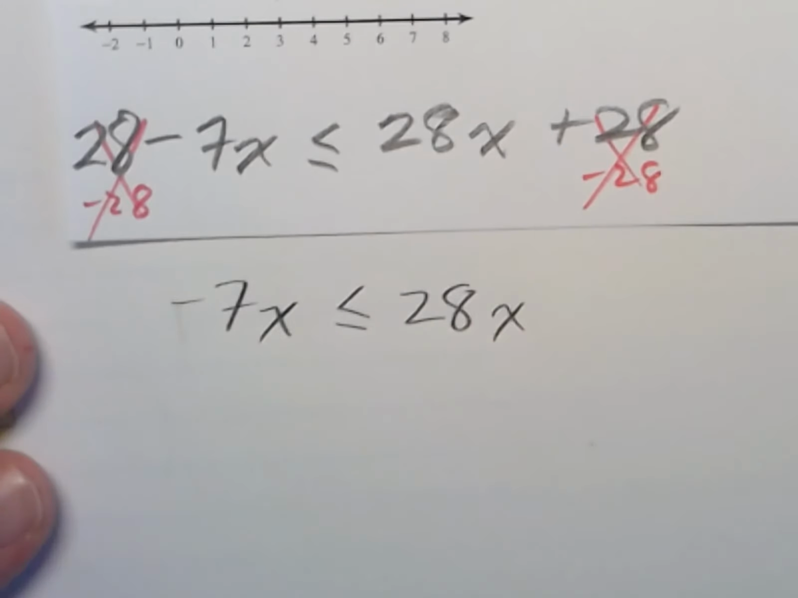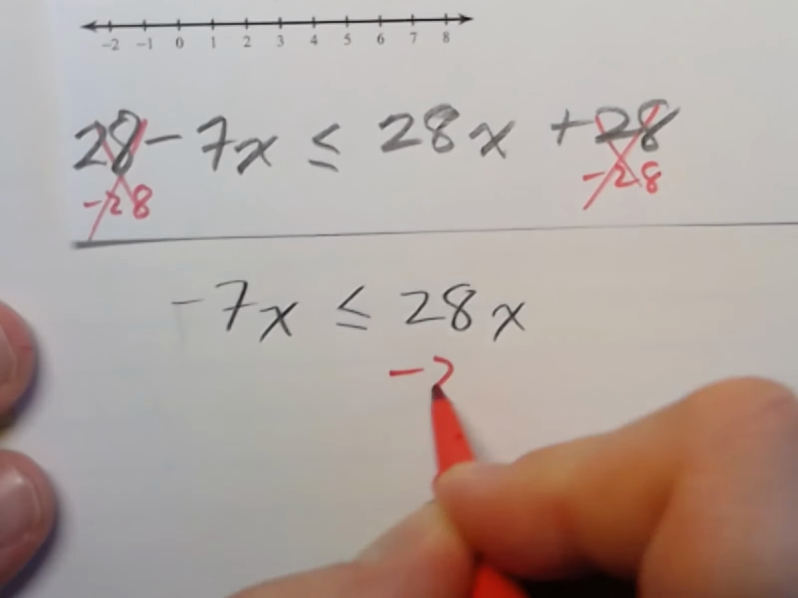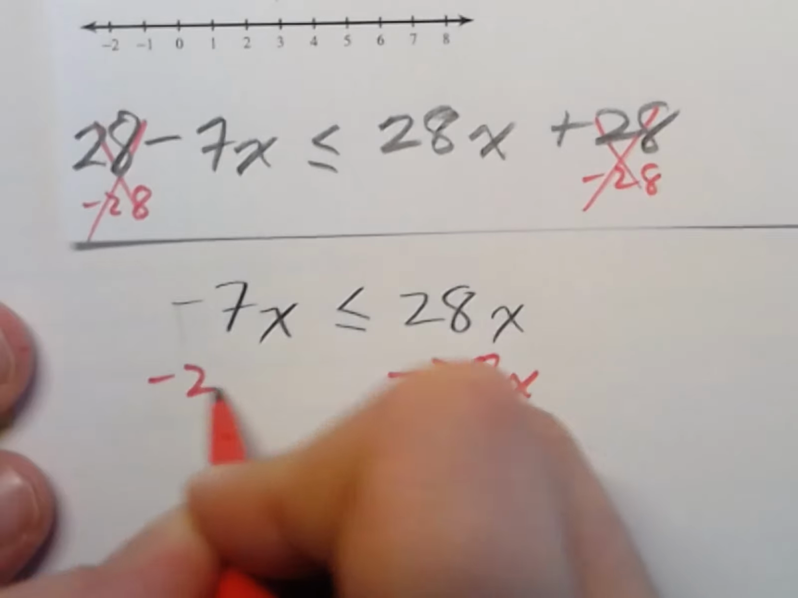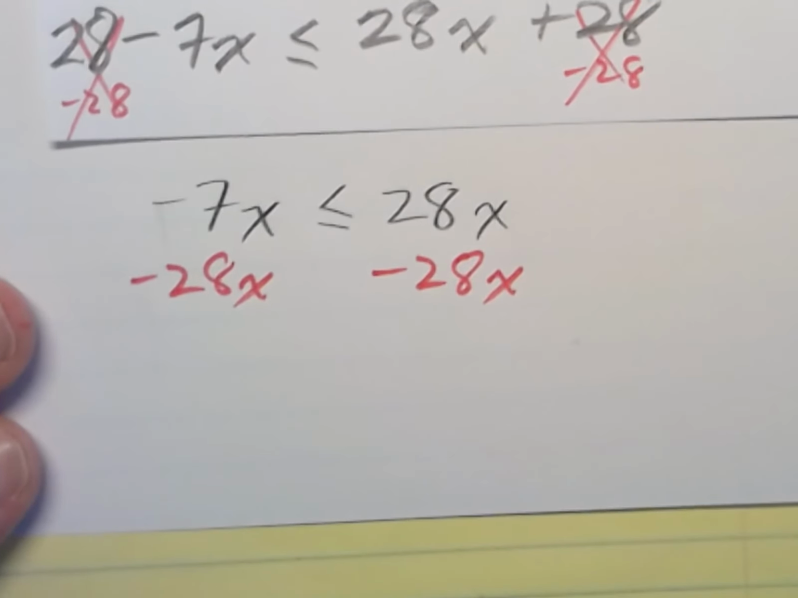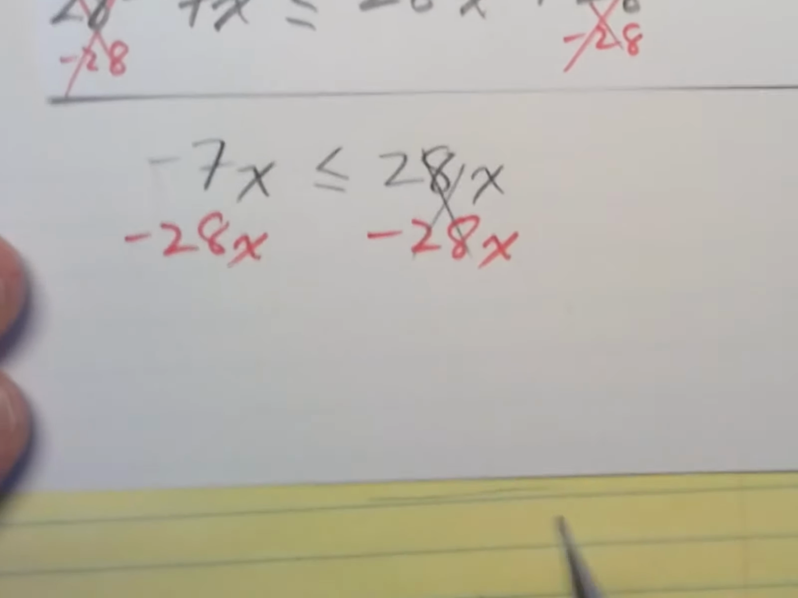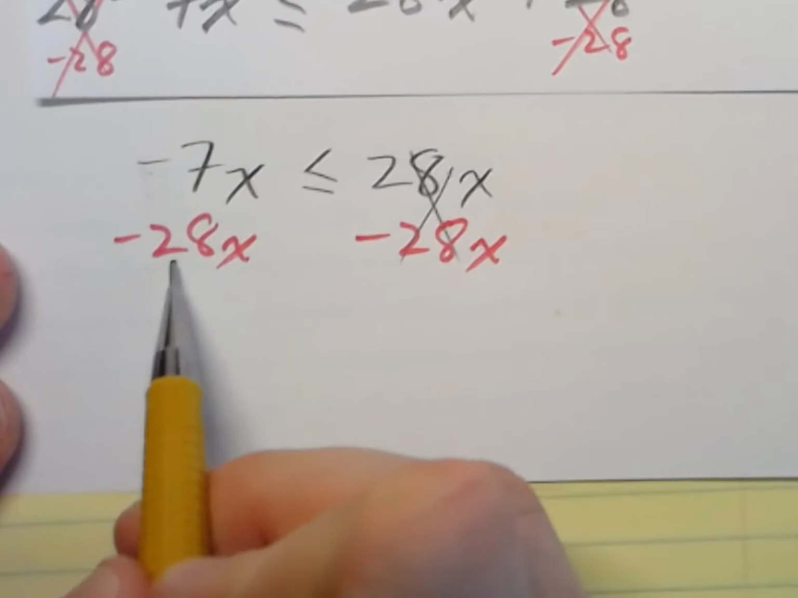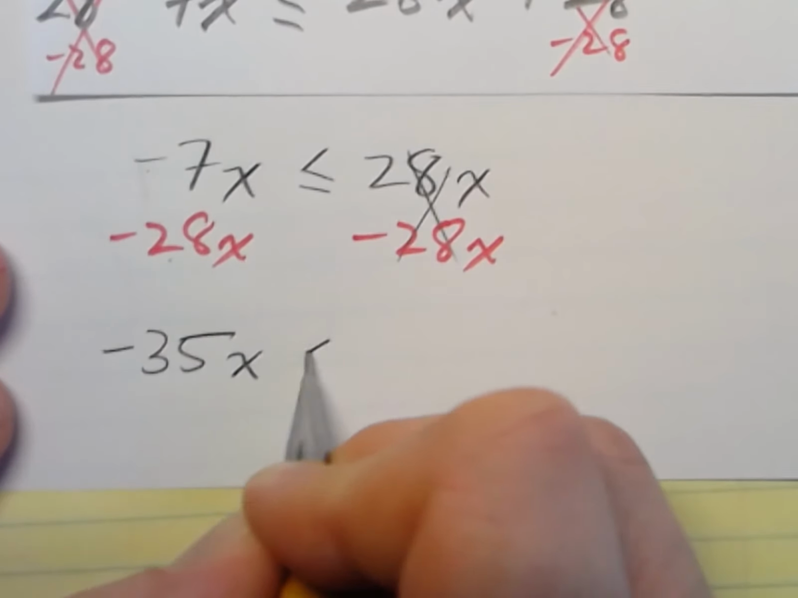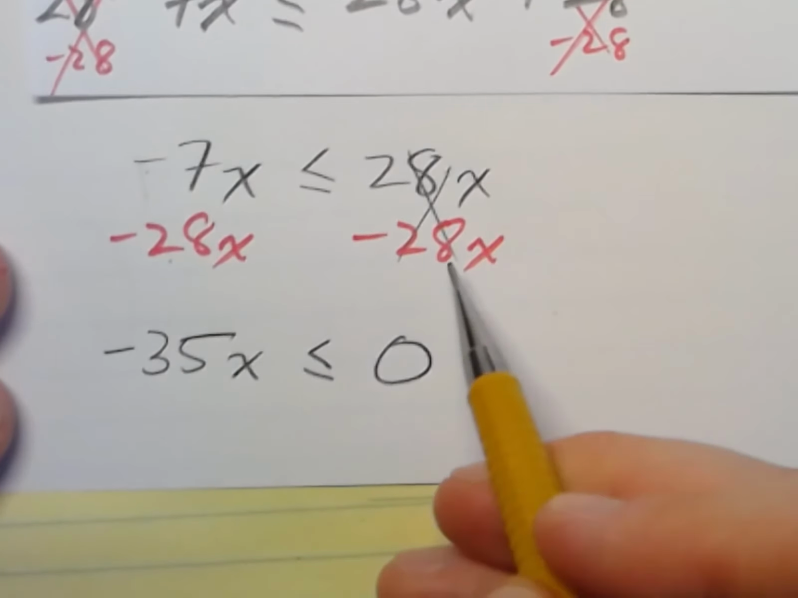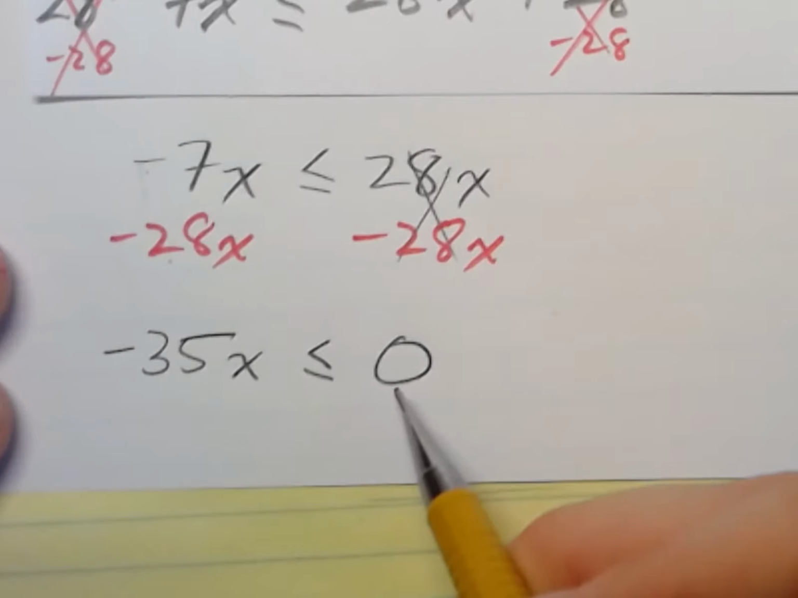Let's try to get the x's over here to the left. So let's subtract 28x and subtract 28x. I think you'll be surprised as to how this turns out. So of course these go away. Negative 7 minus 28 is minus 35x. Okay, and then what is that? This is 0. The whole right side is 0.